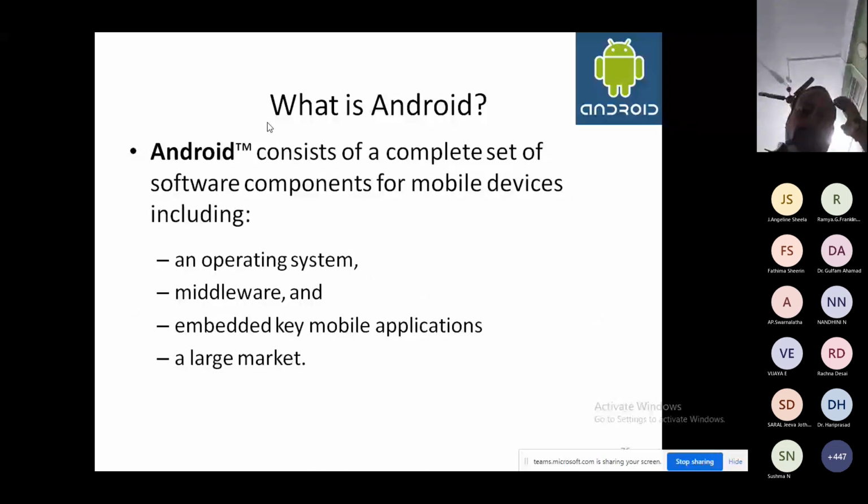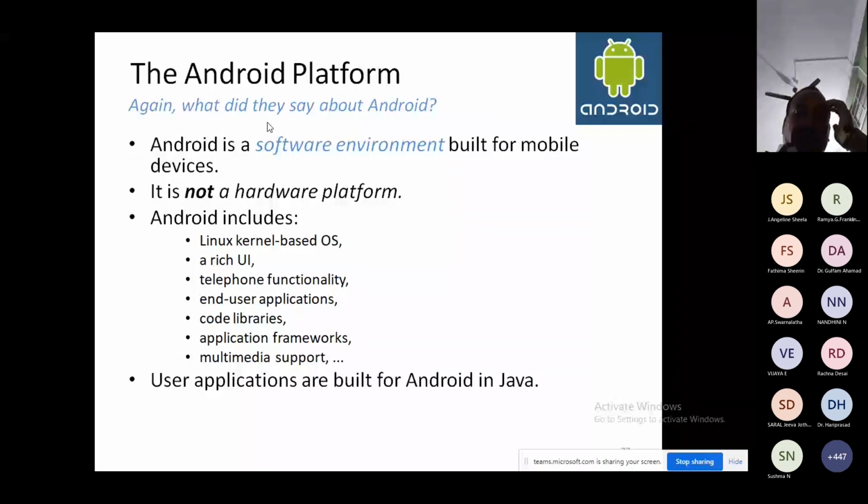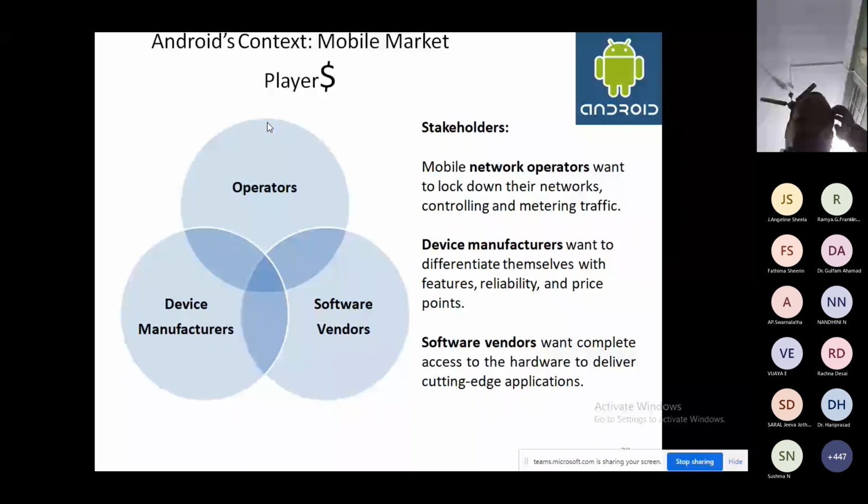Android consists of a complete set of software components for mobile devices, including an operating system, middleware, and key embedded mobile applications, and it has a large market. Android is a software environment built for mobile devices, and it is not a hardware platform. Android includes a Linux kernel-based operating system, a rich user interface, telephone functionality, code libraries, an application framework, multimedia support, and user applications are built for Android in Java.